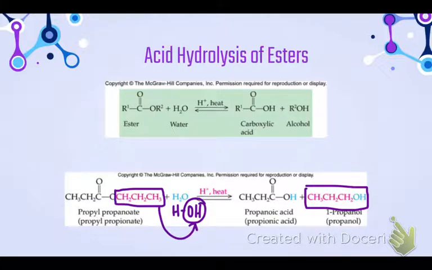So we have the propanol, 1-propanol forming, and then the leftover H here, let me just switch colors, the leftover H here is going to bond onto the leftover oxygen of the carboxylic acid portion, and it's going to form propanoic acid, which you can see over here as a product. So we have propyl propanoate forming propanoic acid and 1-propanol.